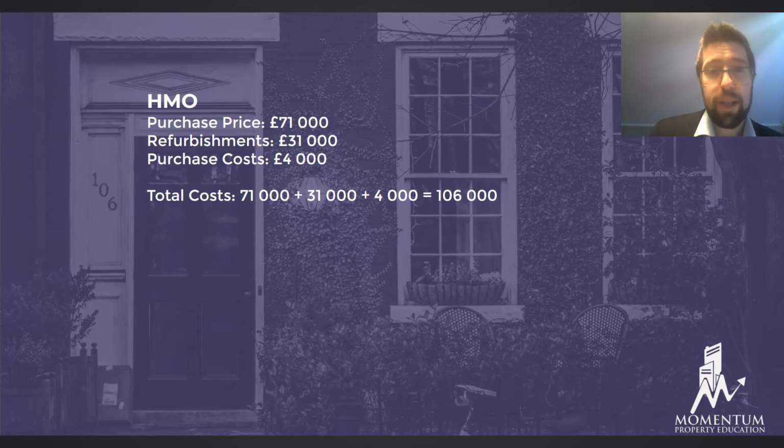We had other costs of £4,000. Obviously in Freedom Property Intensive, we go through each one of these costs so you know what they are. For the ease of this video, I've just gathered it up into one easy number. It was £4,000 for survey, legals, sourcing fee, and all that. So now you could pause the video, do the math, see what this total is. The total cost is then £71,000 plus £31,000 plus £4,000, so £106,000.